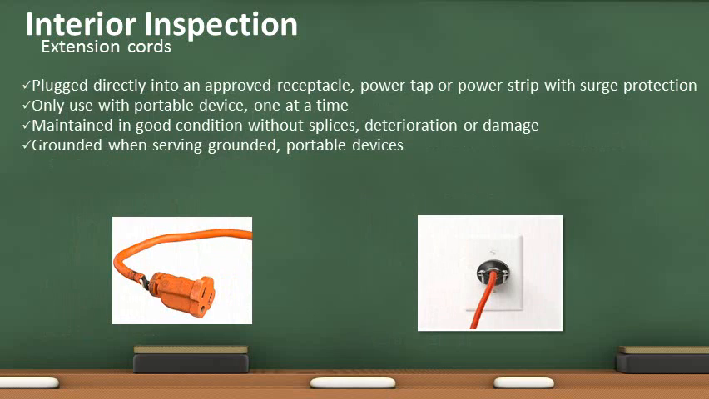Extension cords are for temporary use with portable appliances only. When the portable device being powered is grounded, the extension cord needs to be grounded as well. Extension cords must be plugged directly into a wall outlet or power strip with surge protection and may only power one portable device at a time. The photo on the left is a good example of what should not be in use.